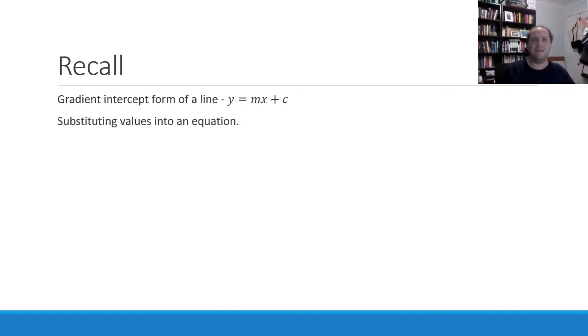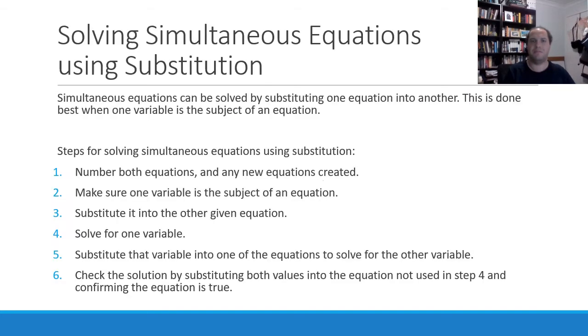Things to remember, students, most of the time when we're using substitution, one of our equations might be in gradient intercept form with y on its own, or any equation where you've got x on its own. So x equals 2y minus 7. Ideally, when using substitution, one of our equations should have x or y on its own. We'll also have to remember how to substitute values into an equation. Both of those skills and both of those ideas we'll use in this lesson.